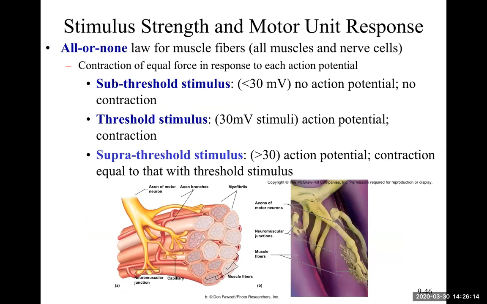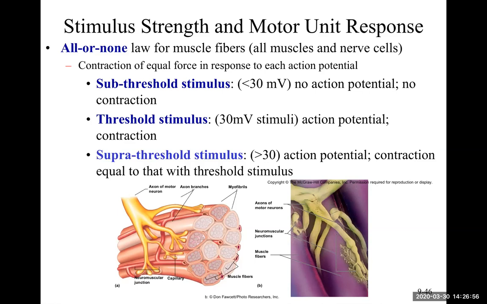Next, this tells us what happens if you have a subthreshold, threshold, or suprathreshold stimulus. Meaning, what happens if I have an action potential in a motor neuron and I don't hit the threshold, minus 55 millivolts? Then we say it's a subthreshold stimulus. If you don't hit minus 55 millivolts, nothing happens. There's no action potential, no twitch, no contraction, nothing. You have to at least hit threshold.